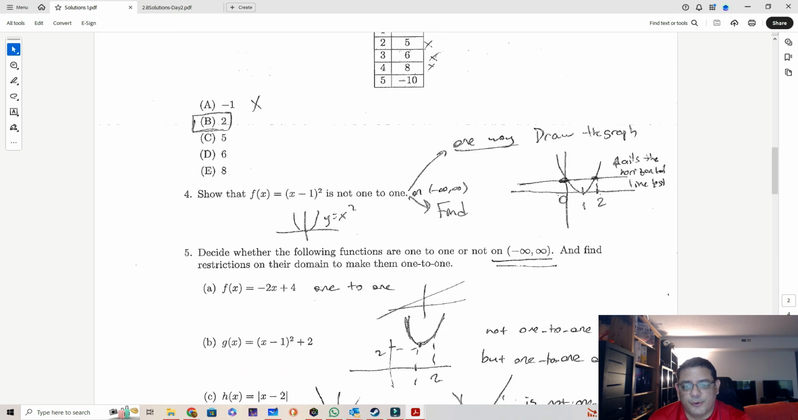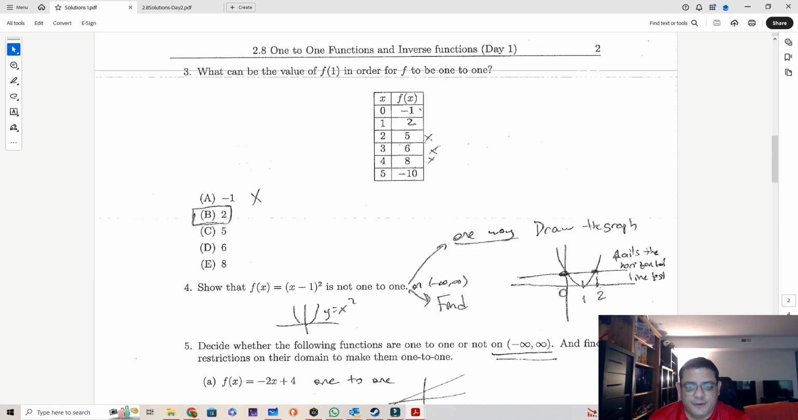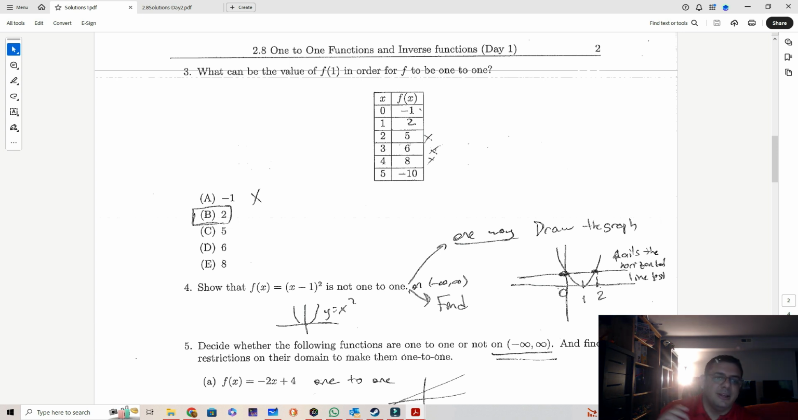Now, question number 4 is about whether the function (x minus 1) squared is not one-to-one. We spoke about this yesterday in class. (x minus 1) squared is just a translation by 1 of x squared. And so when we do that horizontal line test, we still get two points at the same height, and that means that we have one output coming from two different inputs. And so that's not a one-to-one relationship.